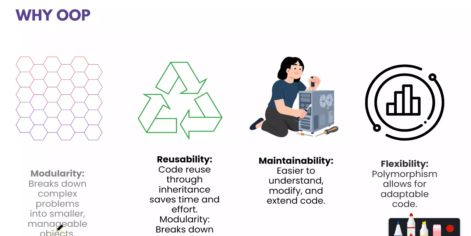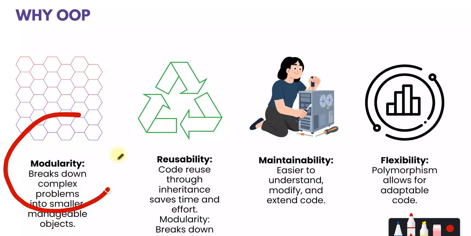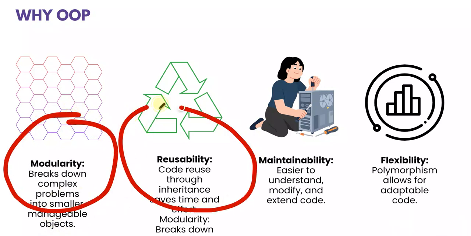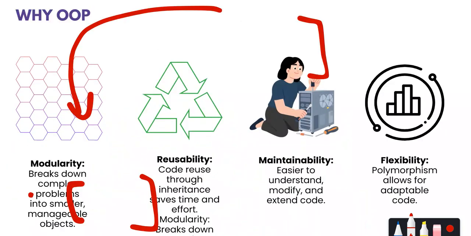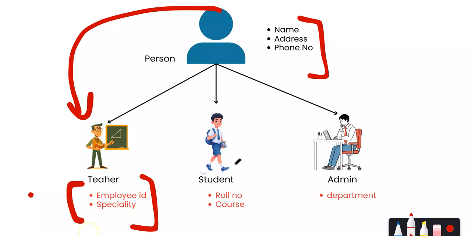But in the object-oriented definition, we clearly know that we are going toward modularity, and we will avoid repetition. Instead, we will go toward reusability. But here is the problem: we haven't reused that. We went towards repeated data. So what can we do for that? For that, we can go towards inheritance.